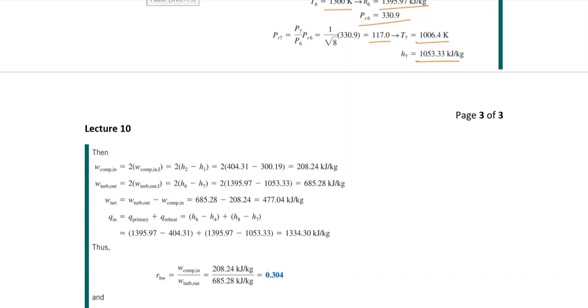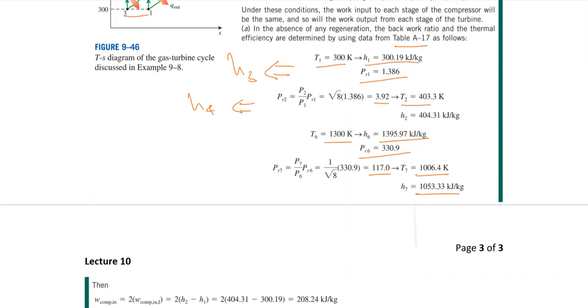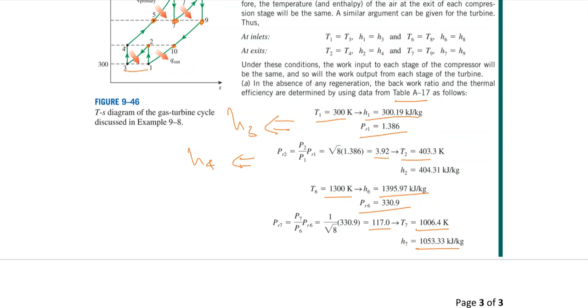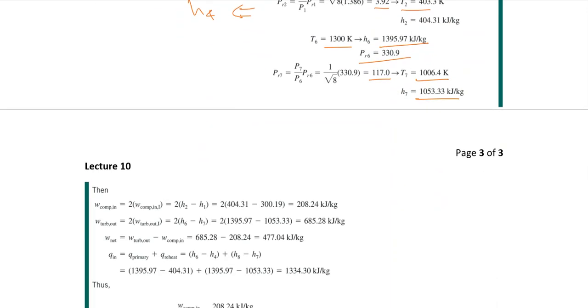Now, finding the work done of the compressor. The work done of the compressor would be from state 1 to 2, and from 3 to 4. We have already got the enthalpy at 1, 2, 3, and 4. As it was the same for both stages, multiply the single stage by 2, and you can find the work done of the compressor, which is 208.24 kilojoules per kg. The work done of the turbine, as the reheating was at the same temperature and the compression ratio was the same.